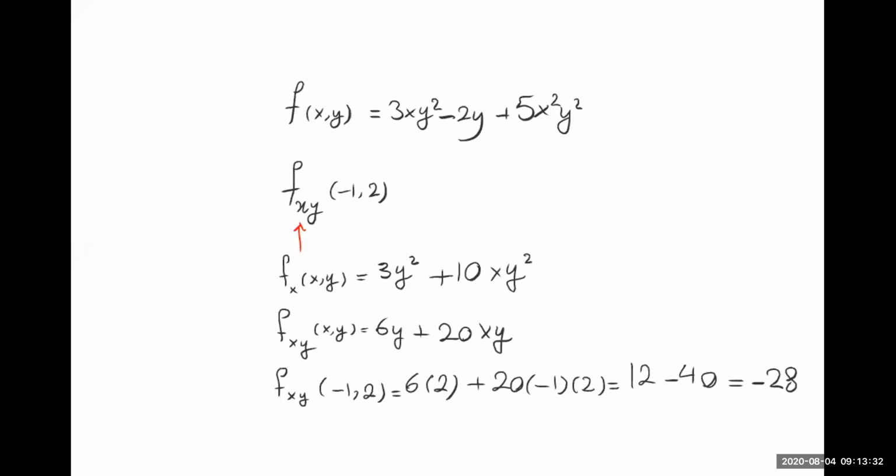Okay, let's continue. This is correct even in higher dimensional cases. For example, in the book, we have this example of the function f of x, y, and z. This is a function from 3-dimensional space to R. It's defined to be y times e to the x plus ln of x times ln of z.